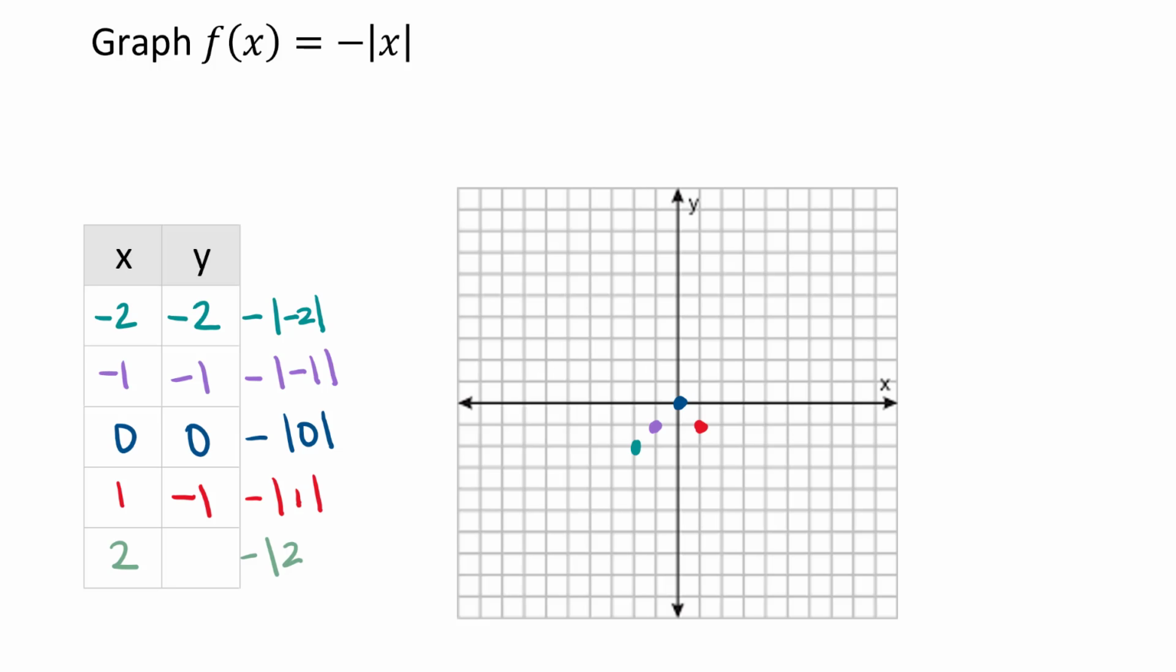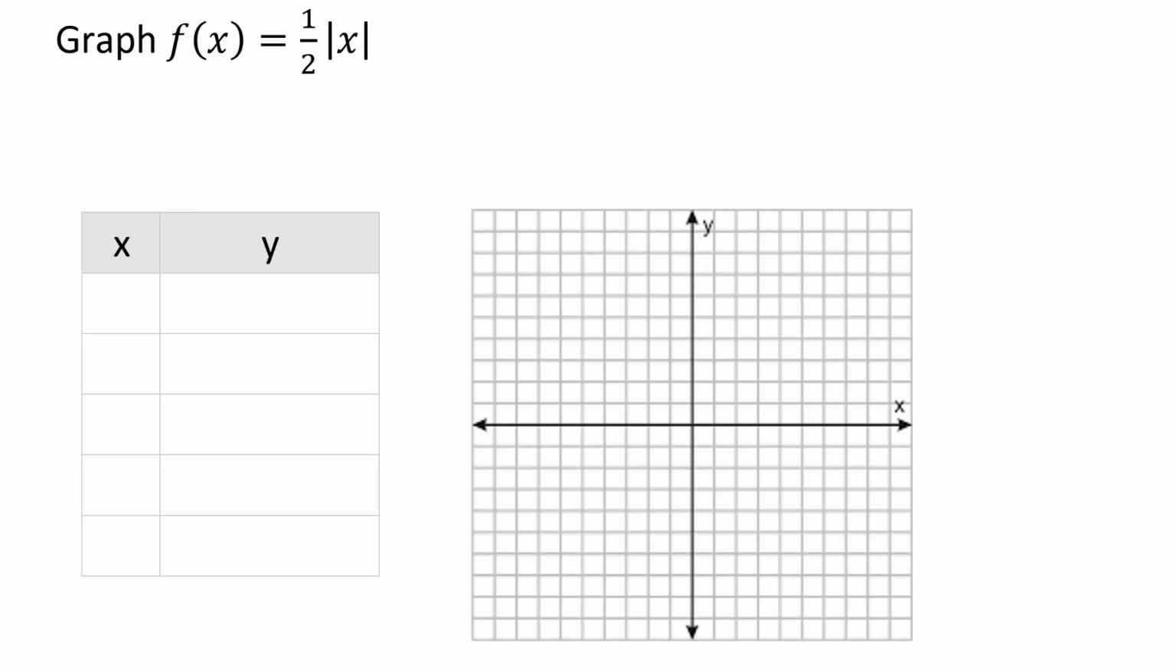And our last one, negative absolute value of 2. The absolute value of 2 is positive 2. Make that negative because that negative is out front. And that's where we're at. We're going to connect our dots, draw some arrows, and there's our graph. So this time, instead of it being a V shape, it's an upside down V. All right, we got one more.